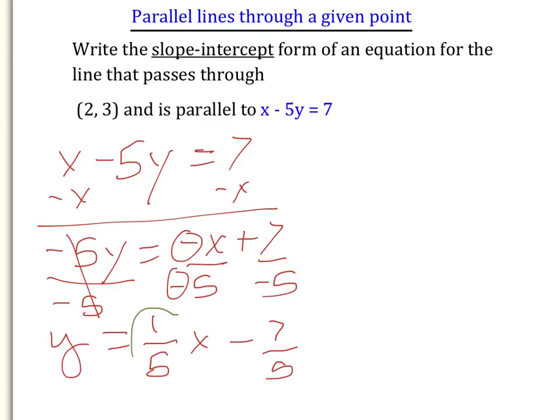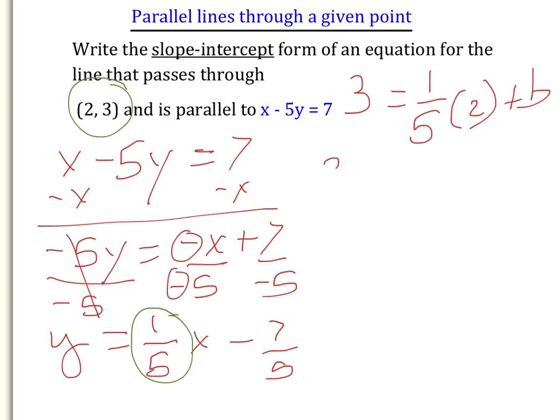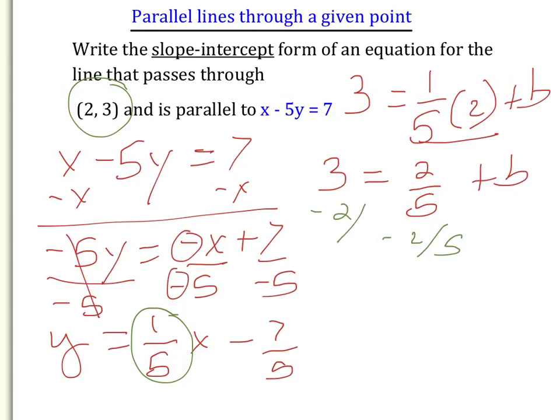So at this point, I need to use my slope, I need to use my point, and then I can put this into slope-intercept form. First I need to find the y-intercept, so we'll go ahead and go 3 equals 1/5 times 2 plus b. 3 equals 1/5 times 2 ends up being 2/5 plus b. Here we need to subtract 2/5 from both sides. 3 minus 2/5 is going to give us 2 3/5, and that's going to be our y-intercept.